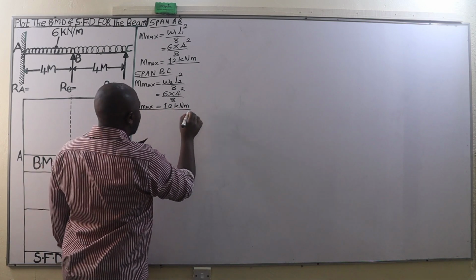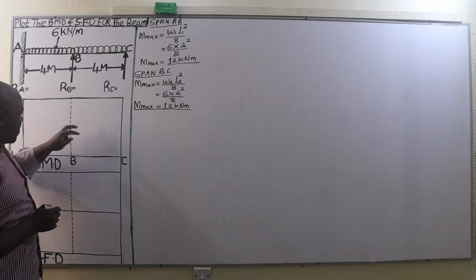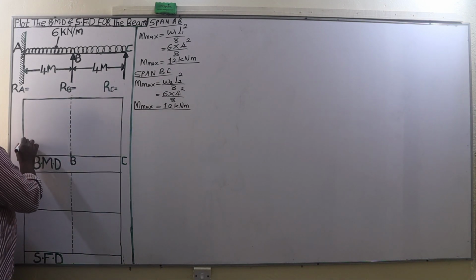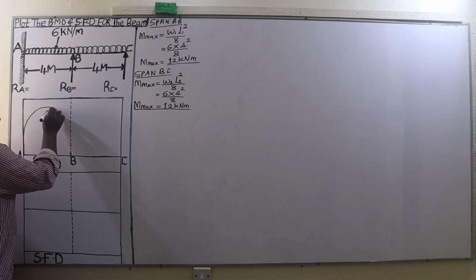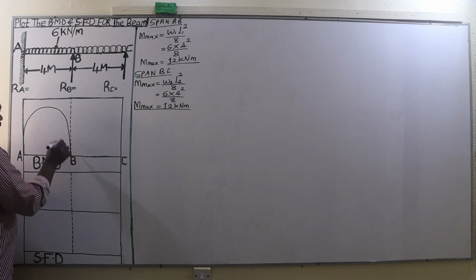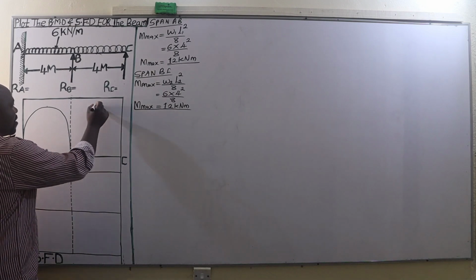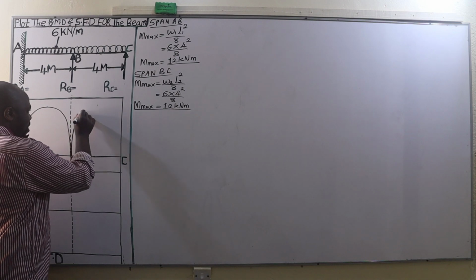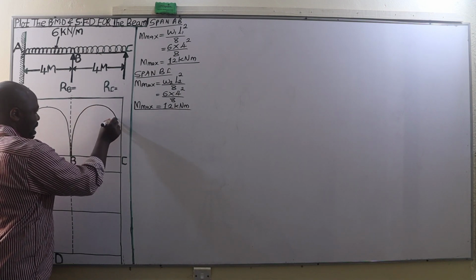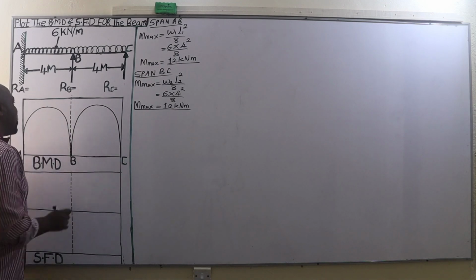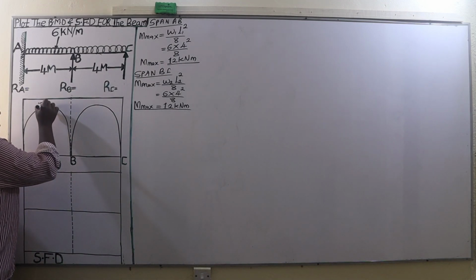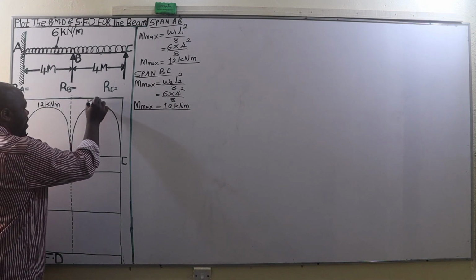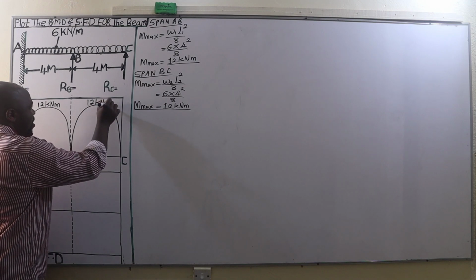Then the next thing we are going to do, we are going to plot the bending moment diagrams for both spans, and we are going to have a smooth curve approximating that point to be 12 units from the line of origin. Likewise, on the span BC, we are also going to have a very smooth curve with a maximum bending moment of 12 kilonewton meters. On this side again, 12 kilonewton meters.